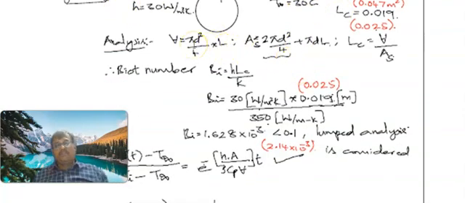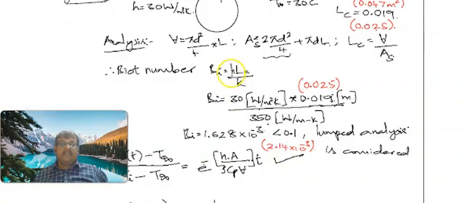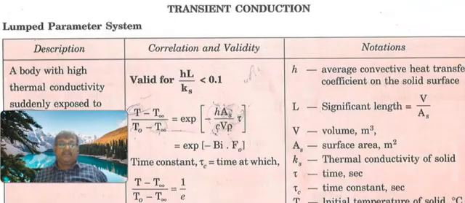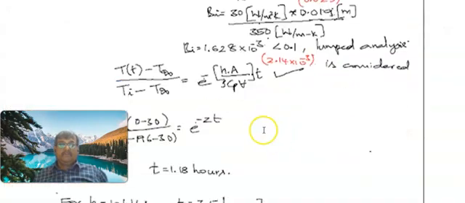Analysis: we know that volume equals pi by 4 d squared into L, and area equals pi by 4 d squared, which is the cross section area, plus pi d L. The effective length equals volume by area. The Biot number, as we saw in the HMT data book, is hL by Ks. The Biot number is substituted here. We found the value of the Biot number, which is less than 0.1 as per the data book. The condition is valid only for less than 1. When the value is less than 1, we have to use that formula.